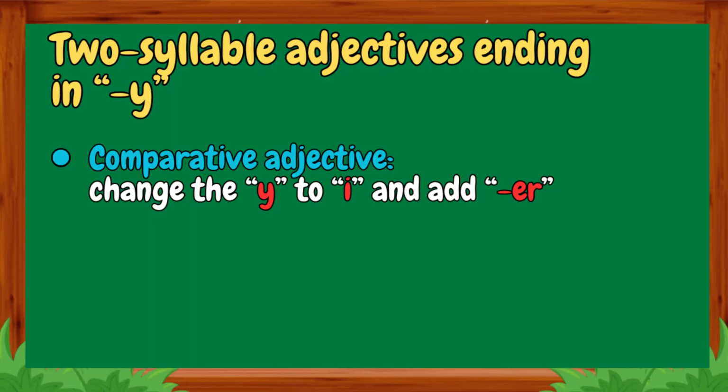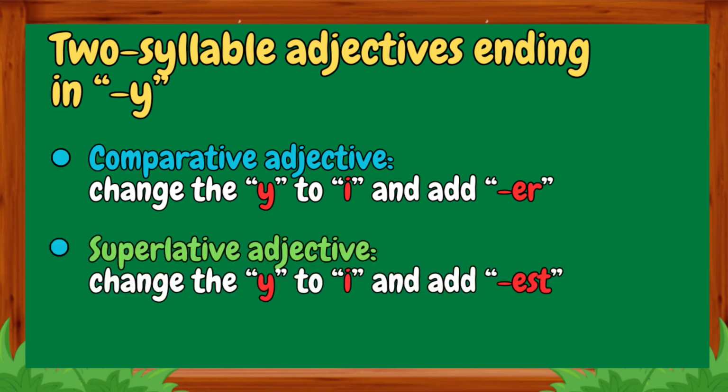For two-syllable adjectives ending in y, the comparative adjective is formed by changing the y to an i and adding er to the end of the word, and the superlative adjective is formed by changing the y to an i and then adding est to the end of the word.